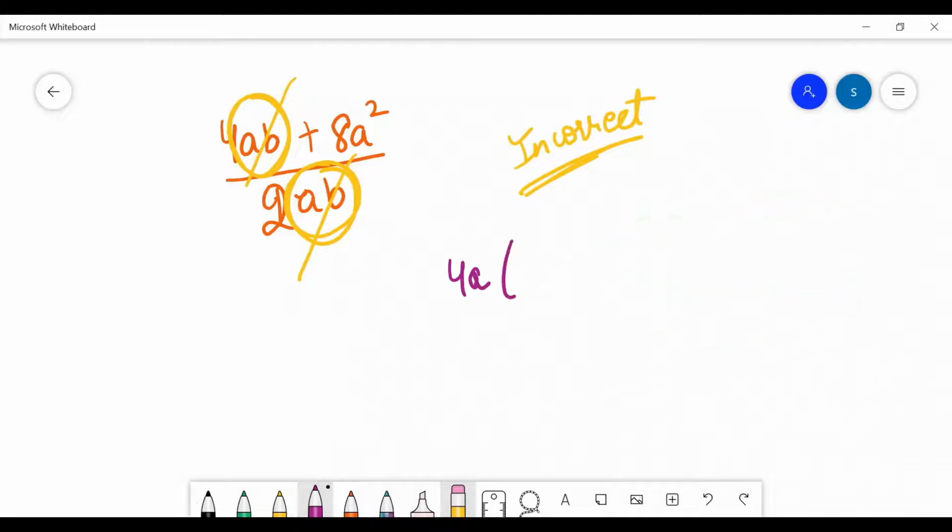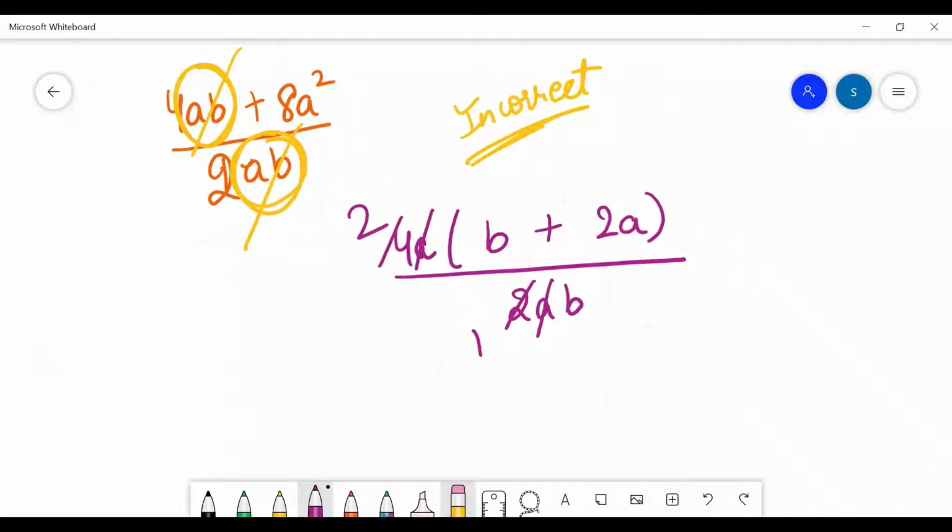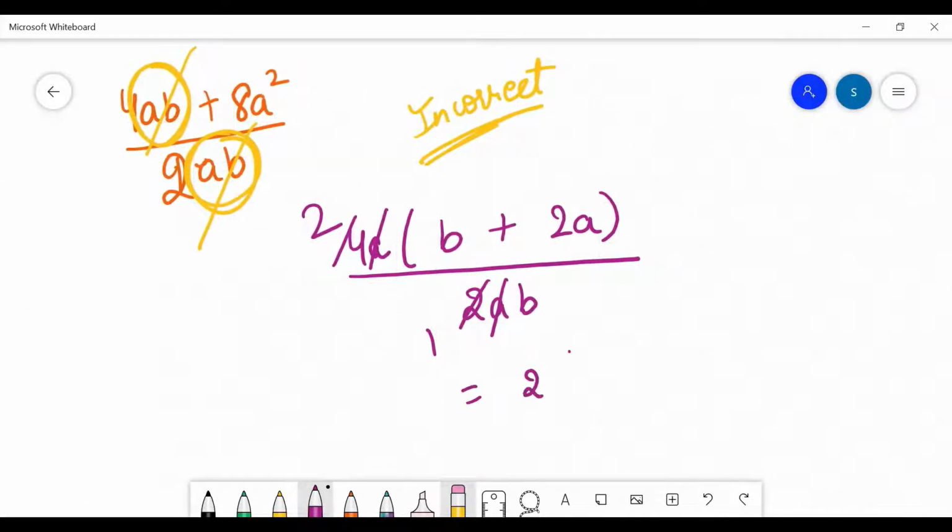So what are you left with? 4a into b plus 2a. That's what you get when you factorize the numerator. And in the denominator, you have only one term. So it's just 2ab. Now you can cancel a and you can cancel 2 and 4. And you're left with the answer 2 into b plus 2a divided by b.